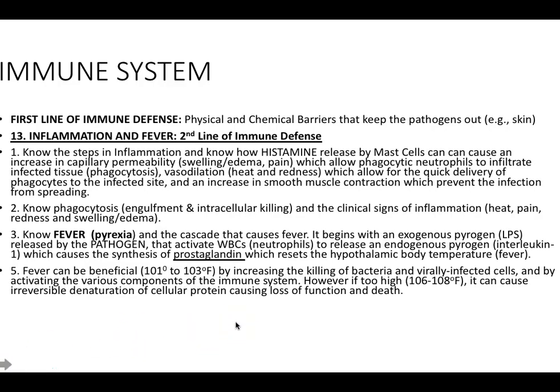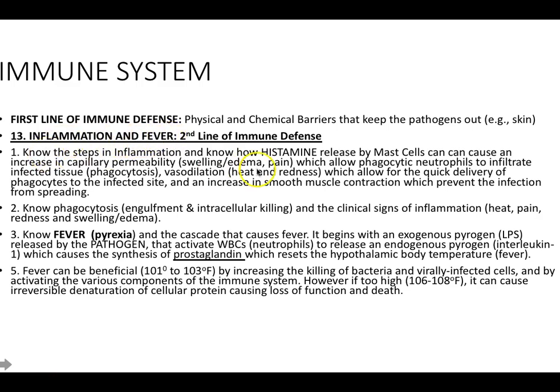The immune system. This is a review of the immune system that you got in micro, but let's go through it, and I'm going to show you what would be asked and what I will emphasize. I think of the immune system as having 3 lines of defense. The first line, keep them out. That's your physical and chemical barriers that stop the pathogen from getting into the body. If that, however, is breached, your second line of defense is inflammation and sometimes fever.